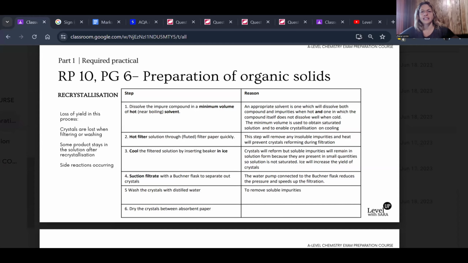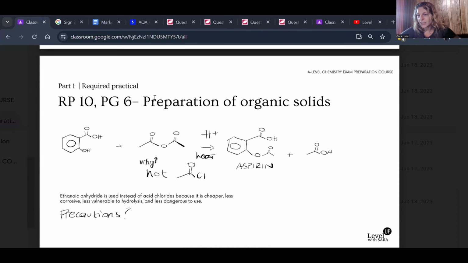Very nice is also the related question of explaining the yield of the product, the loss of yield. Here are some reasons: the crystals are lost, the products stay in the solution after recrystallization, side reactions occurring. Okay, this could be a nice question that can come up. And of course, as I said before, amount of substance is tested across the whole paper, so yield is tested in this type of question. And for the organic solid, normally the test is aspirin.